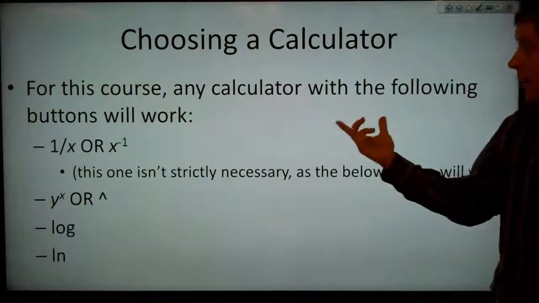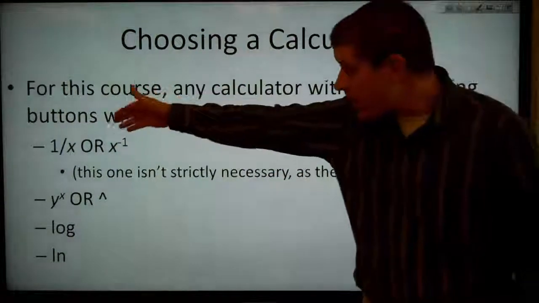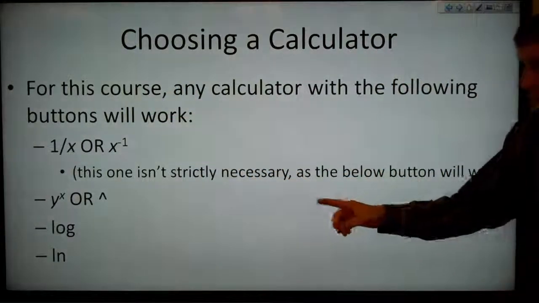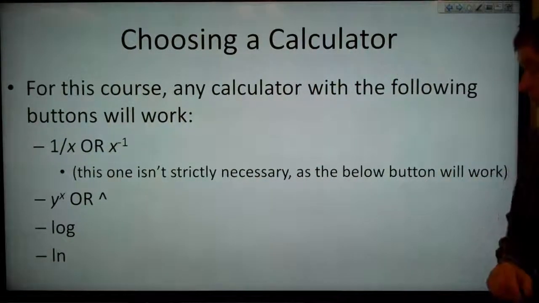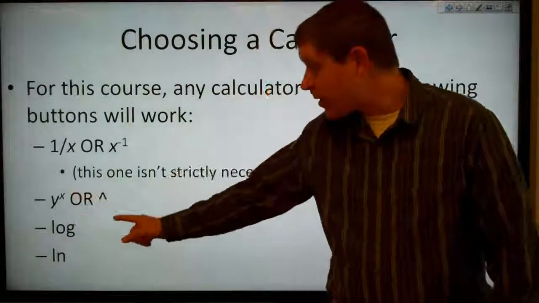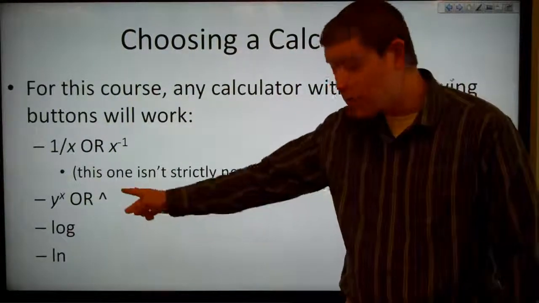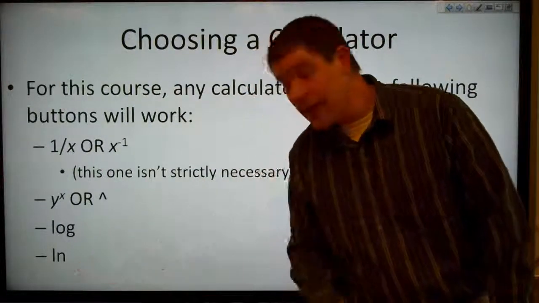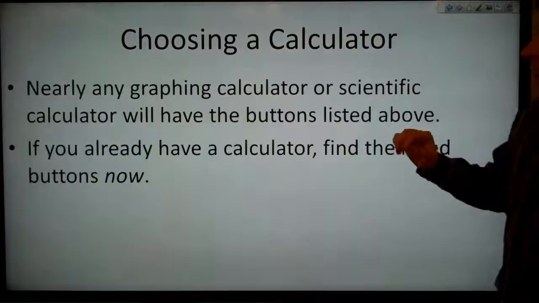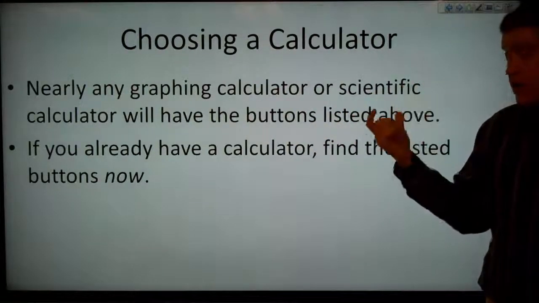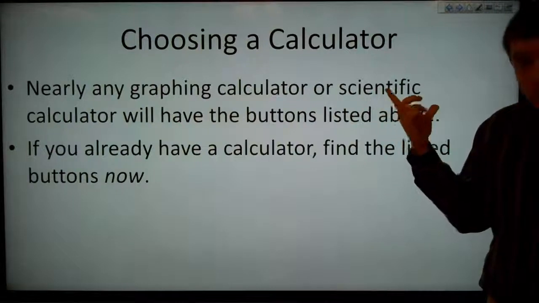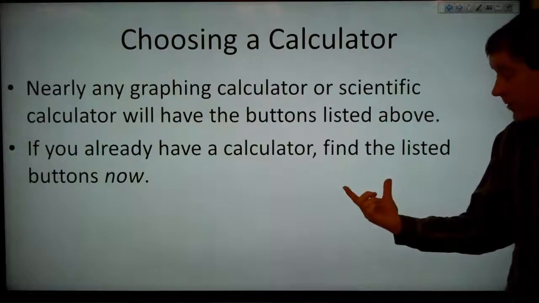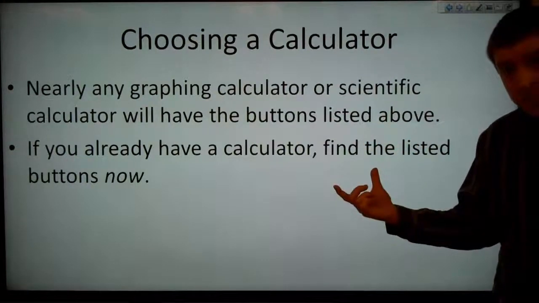So for this course, any calculator with the following buttons will work: a 1 over x, or x to the minus 1. And this one isn't strictly necessary even because this button down here, the next one, will work. So a y to the x button or a caret button, it's usually a caret on graphing calculators. A log button, this is a log base 10, and an ln or natural log button. Just about any graphing calculator or scientific calculator will have the buttons listed, or at least the three that we need. If you already have a calculator, I want you to pause the video and find those buttons right now.